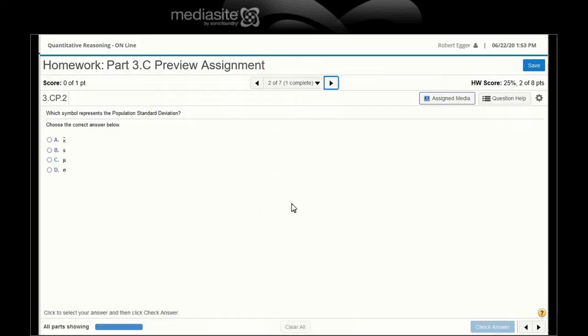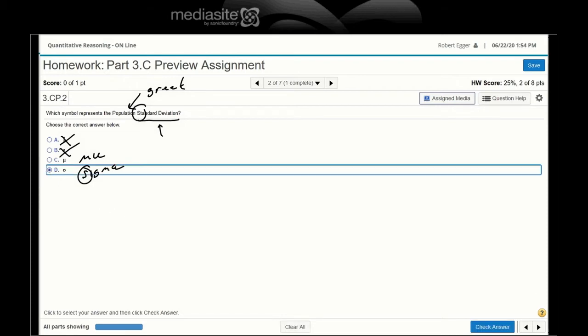Next question. Which symbol represents the population standard deviation? And population, Greek. So we get rid of all the English stuff, normal letters. So then we have mu and sigma. Standard deviation S, sigma S. There's our answer.